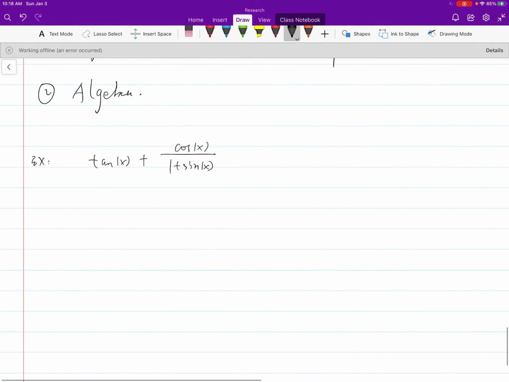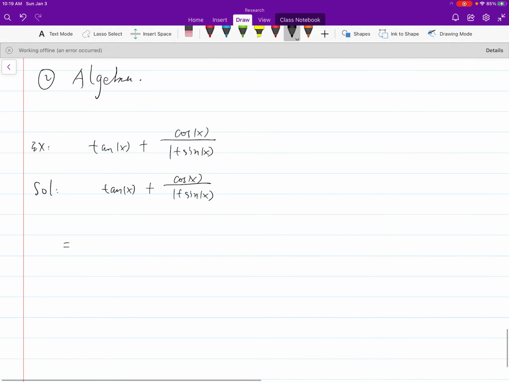Now let's try another one. All right, now what do we have? And you probably know now you have sine, cosine, tangent. The first job is probably doing this.